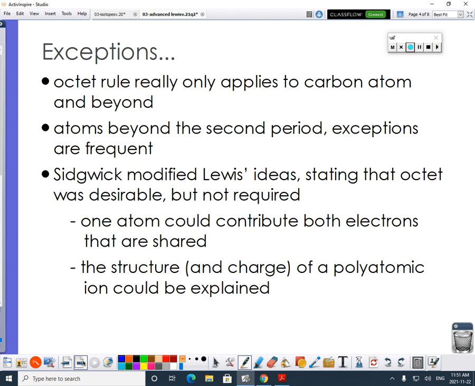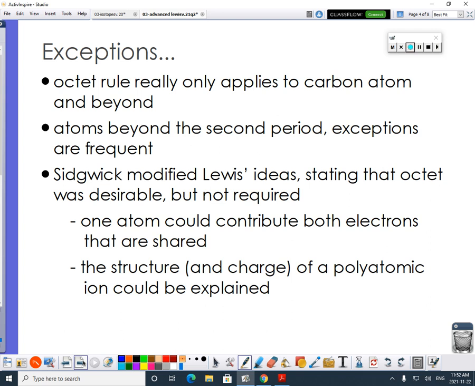Sidgwick is a scientist who said, okay, well, Lewis, you're sort of right. It is desirable, the octet, but not required. So we're going to look at how one atom can contribute both electrons that are shared, how one atom can steal a pair of electrons, if it's very electron greedy, or has high electronegativity. And the big one is, why does NO3 have a charge of -1? So what is going on, okay?